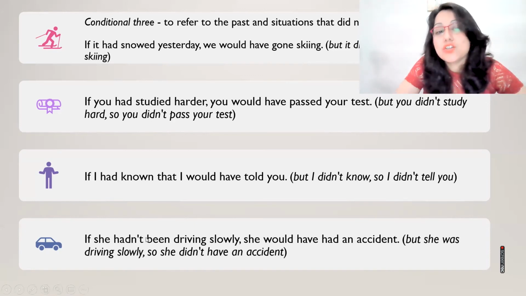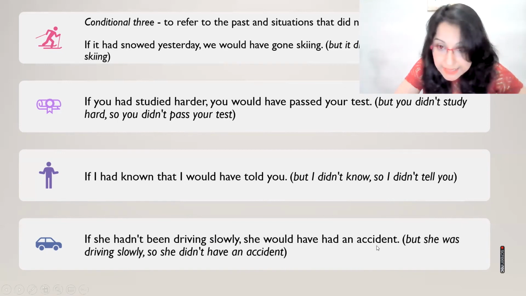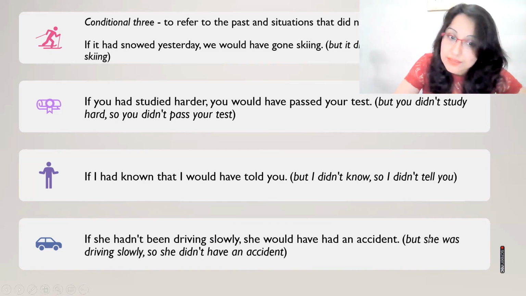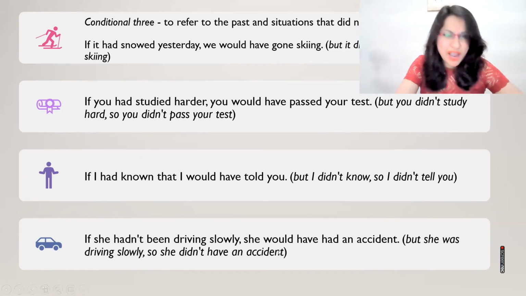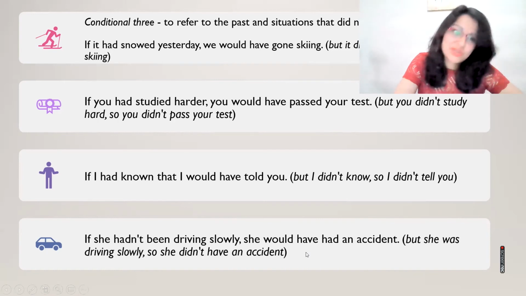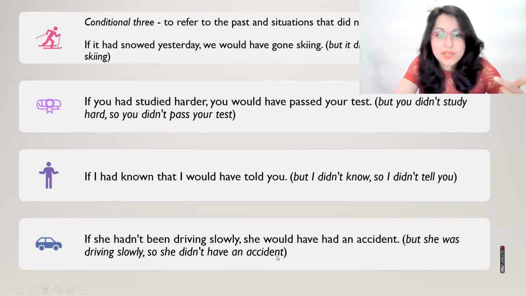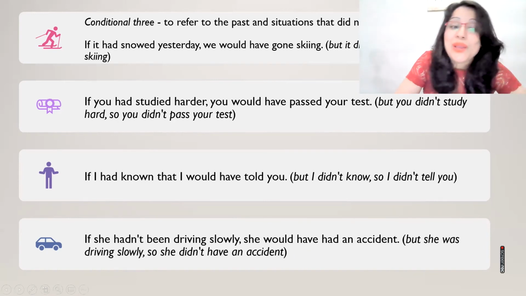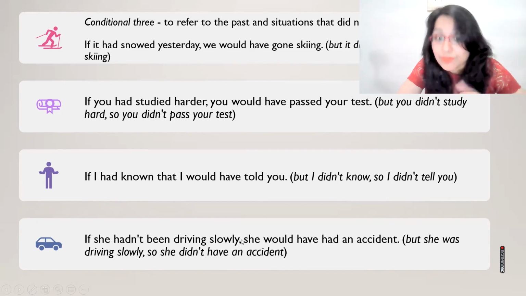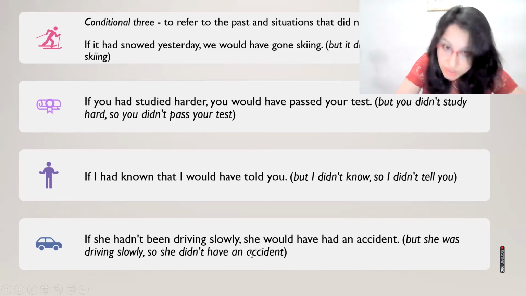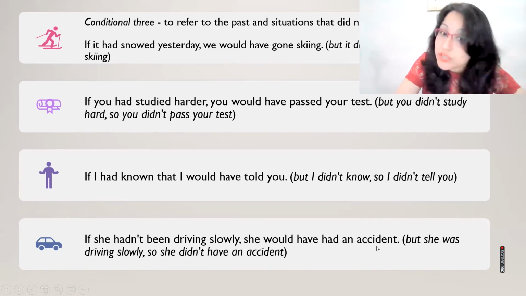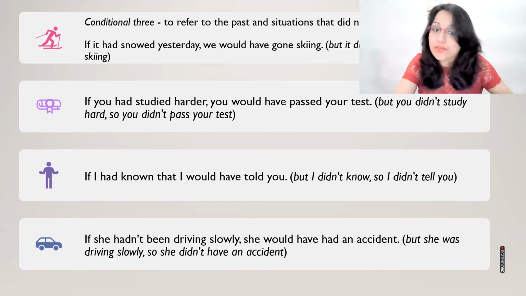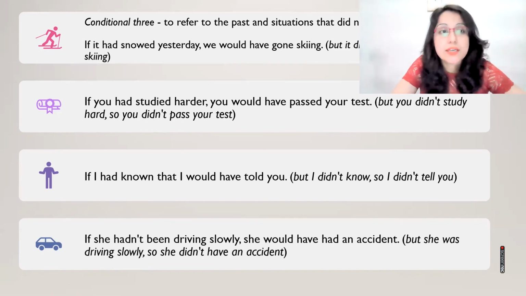Okay, so if she hadn't been driving slowly, she would have had an accident, but she was driving slowly, so she didn't have an accident. Okay, this is a weird situation, isn't it? I mean, why would you expect somebody to have an accident? Anyways, so if she hadn't been driving slowly, so was she driving slowly? Yes, she was. She would have had an accident. Did she have an accident? No, she did not, right? Because she was driving slowly. So this is what your third conditional is about.